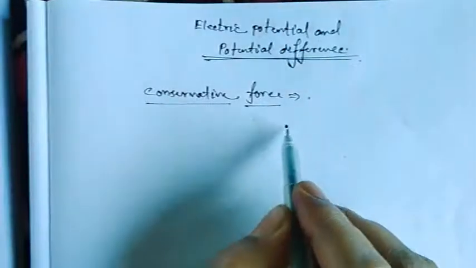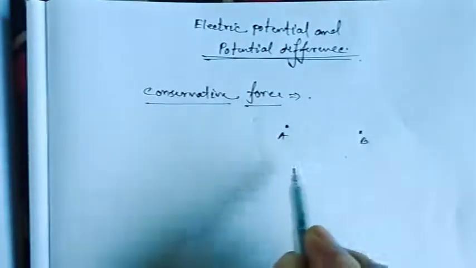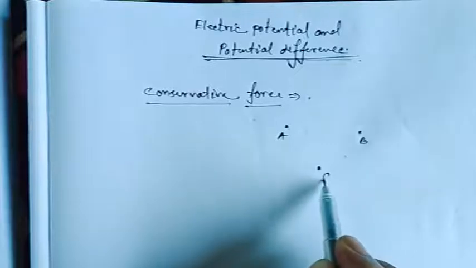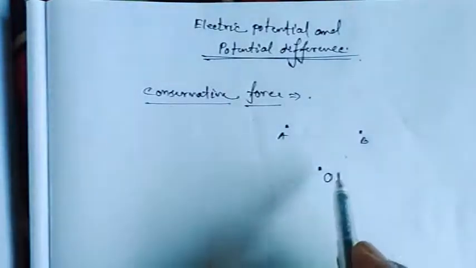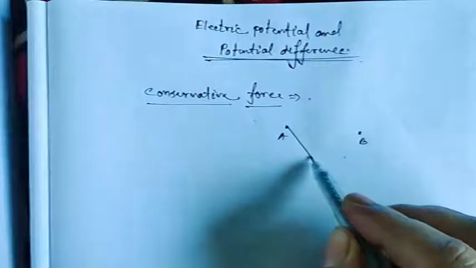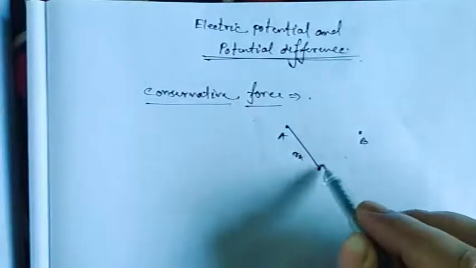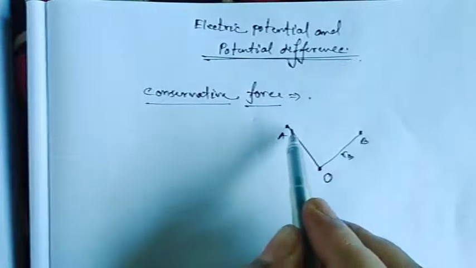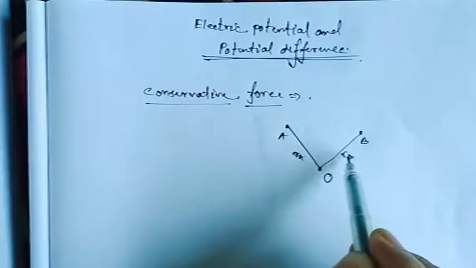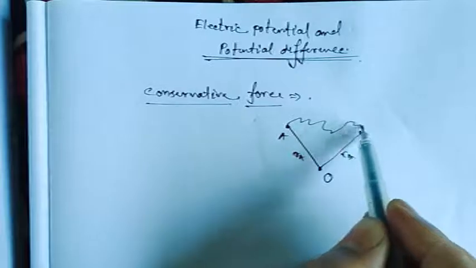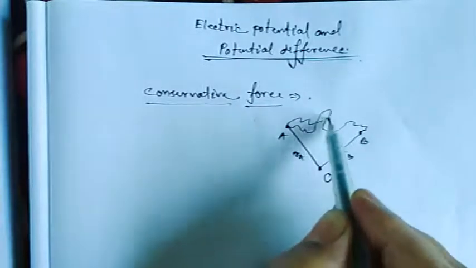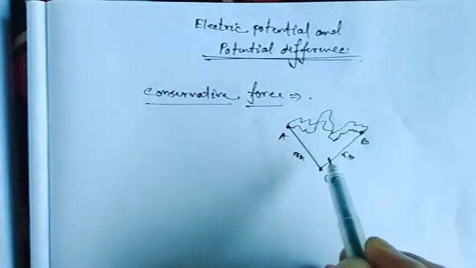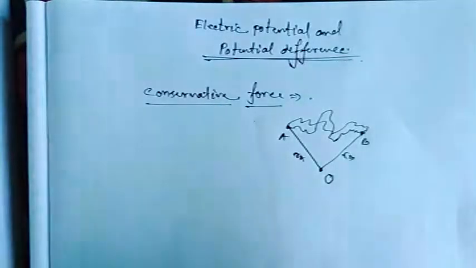This means if we consider 2 points A and B, and suppose this is the observing point O, therefore this is RA and this point is RB. If the work done by a force only depends upon RA and RB but is independent of the path length, meaning in which way it is moving, then we can say that force must be a conservative force.